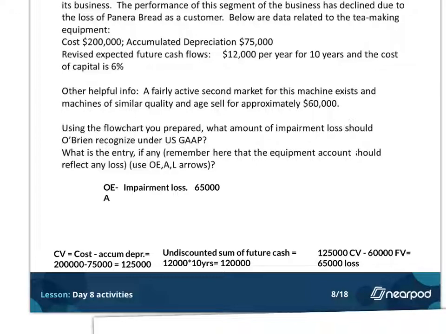Okay, so the way I'm going to make it happen is I'm going to reverse out the depreciation. So that's going to be a debit to accumulated depreciation, which is a contra asset account. That's going to be debited for the amount that's in the account, basically, $75,000.